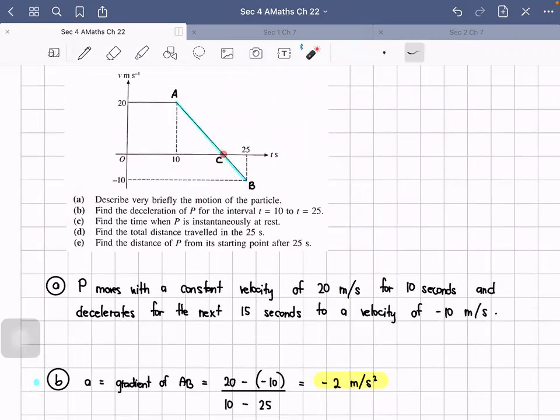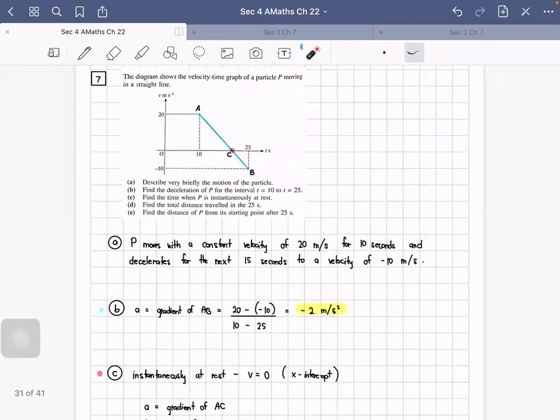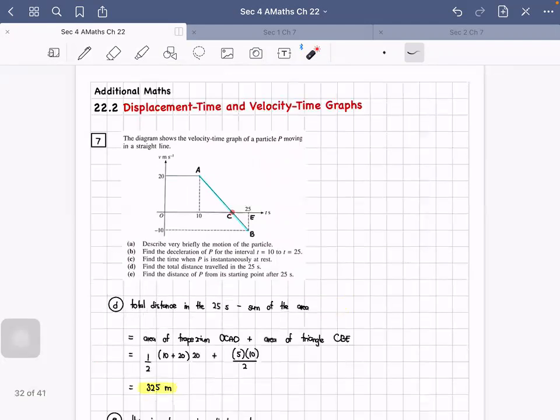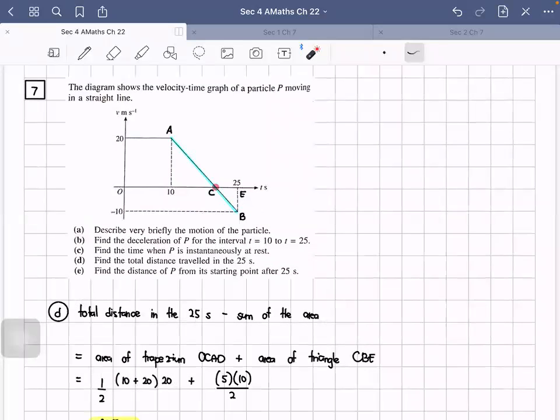So that's your answer for letter C. Okay, it's 20 seconds, or it's instantaneously at rest at the 20-second mark. Now let's go to letter D. So letter D, we find the total distance traveled in the 25 seconds.